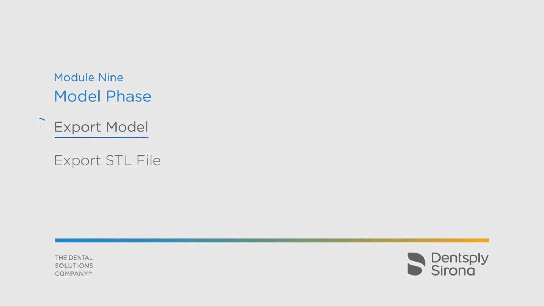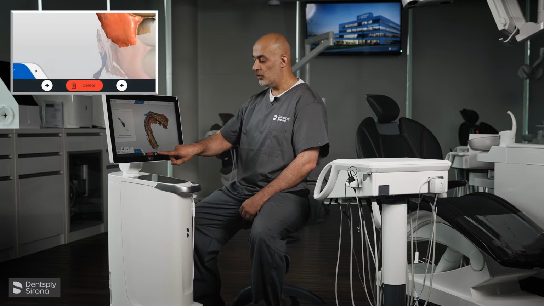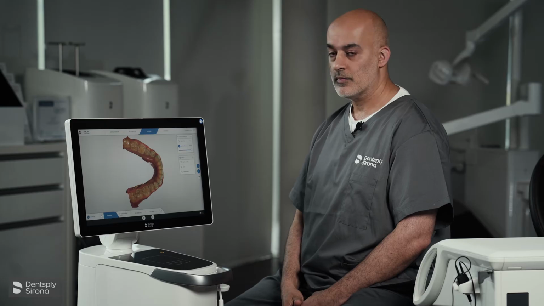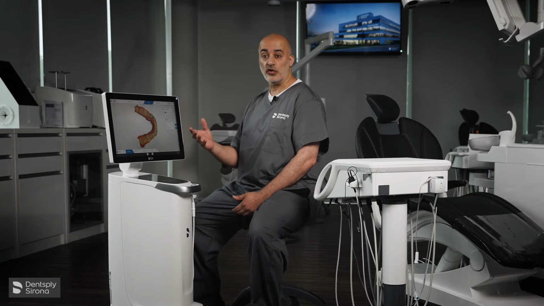We've acquired the scan, so now we're going to move on to model phase. To do that, we select the right arrow. At this stage, you will notice that a lot of the artifacts have been removed. So the scan system does that for you. But we can do some further editing to remove any more soft tissue.